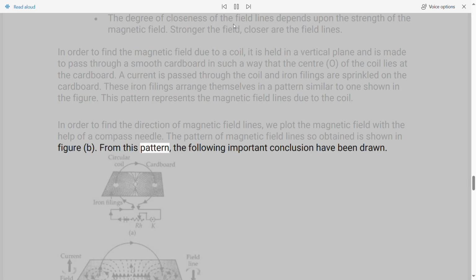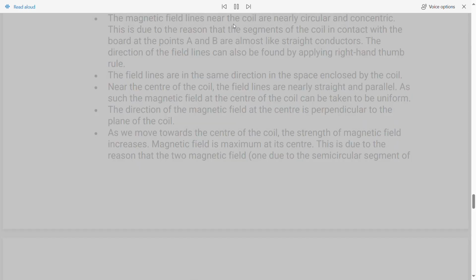From this pattern, the following important conclusions have been drawn. One, the magnetic field lines near the coil are nearly circular and concentric. This is due to the reason that the segments of the coil in contact with the board at the points A and B are almost like straight conductors. The direction of the field lines can also be found by applying the right-hand thumb rule.